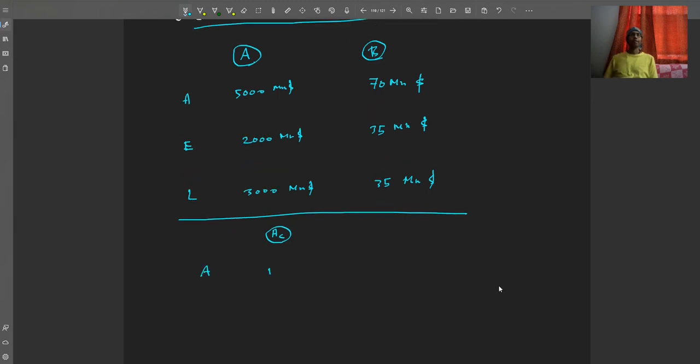Assets 5,000 by 5,000 is 100%. Equity 2,000 by 5,000 is 40%. Liability 3,000 by 5,000 is 60%. And B converted is 70 by 70 is 100%. 35 by 70 is 50%. And 35 by 70 is 50%. Now we are in a position to better compare these two. So this is what the utility of common size analysis is.